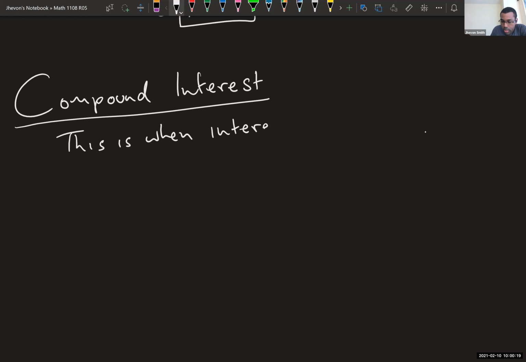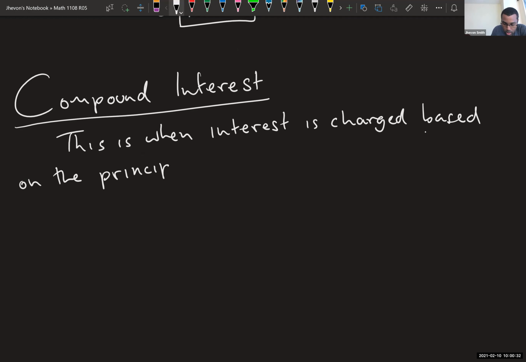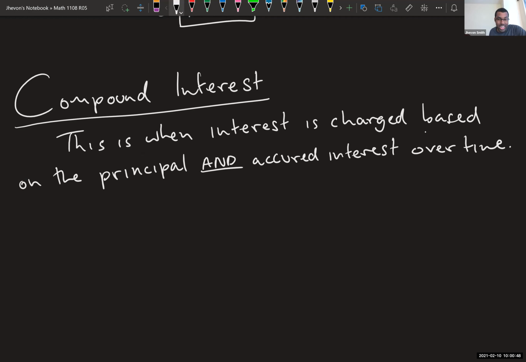So this is when interest is charged based on the principal and accrued interest over time. So they hit you with interest and they pretend like you borrowed that interest from them, and then they hit you with more interest on top of that interest. So that's called compounded interest. Okay.